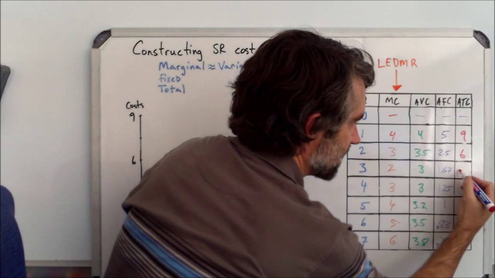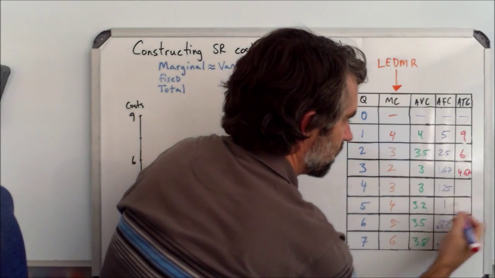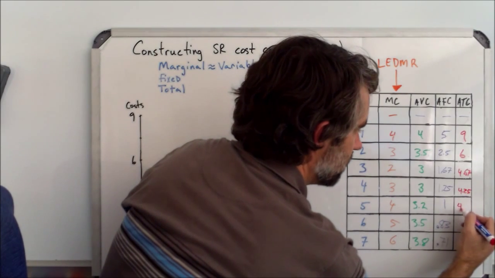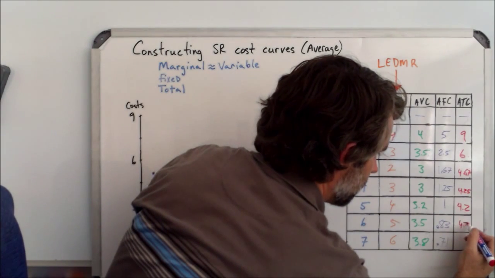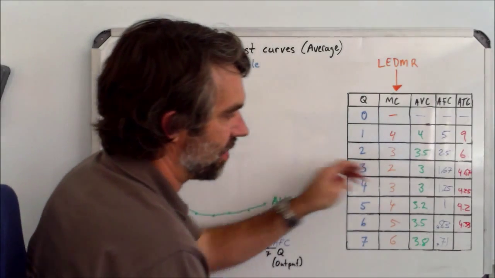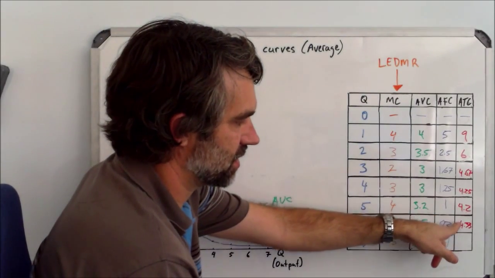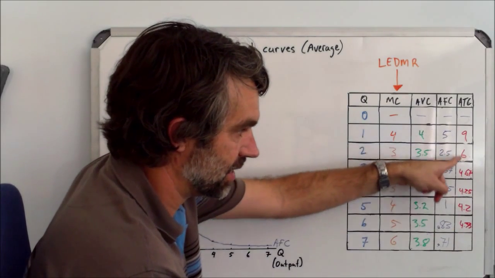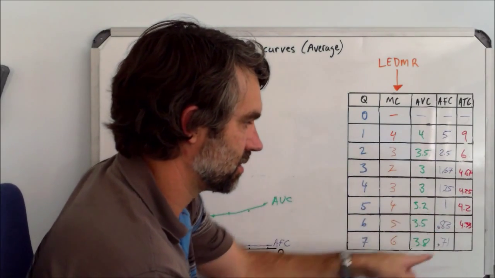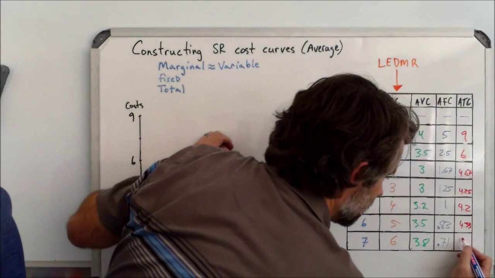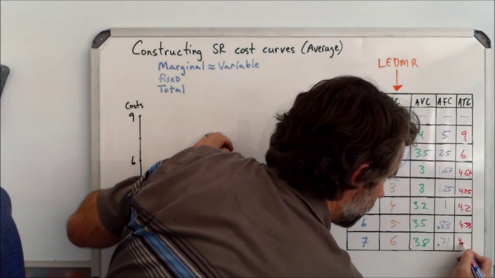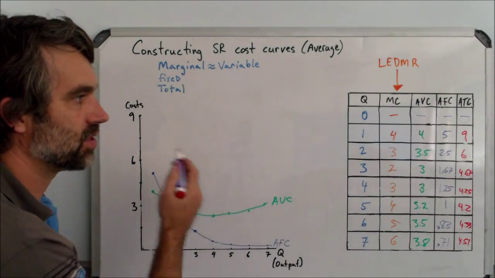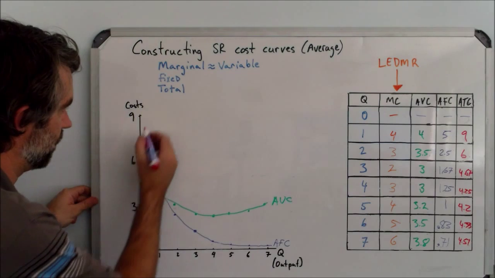So this is 4.67, this is 4.25, 4.2, 4.33, and that one's worth noting because this is the first time that we see average total cost increase. So we see decrease and then increase. And this is 4.51, more or less. So let's put these over onto the diagram real quickly.